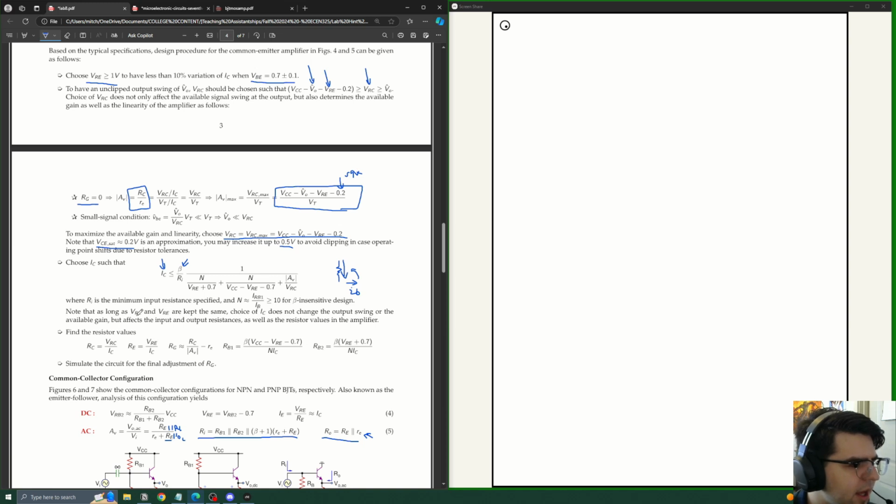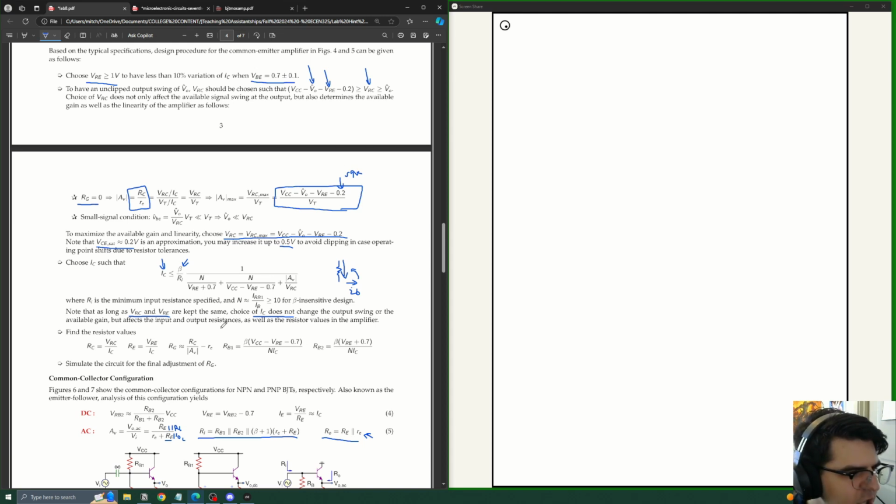And one nice thing is that if you pick the same voltage for the collector and emitter voltages, then IC doesn't change the output swing, but can change the resistances. So that might be a nice thing to consider in your design, that if you keep them the same, then things might be a little bit more straightforward.